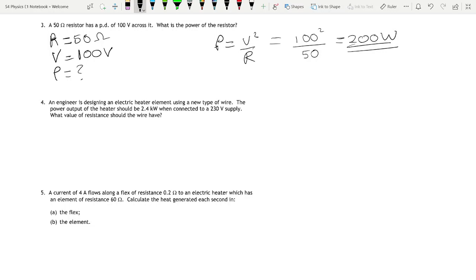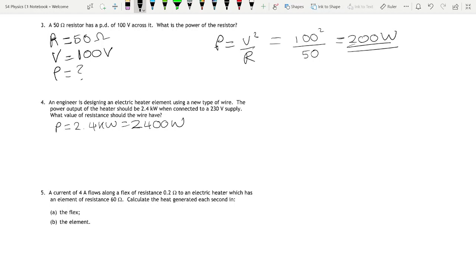Number 4, just watch your units for number 4. An engineer is designing an electric heater element using a new type of wire. The power output of the heater should be 2.4 kilowatts. So that again should be alarm bells. You need to change it into watts. 2,400 watts. 2.4 times 10 to the 3 watts.